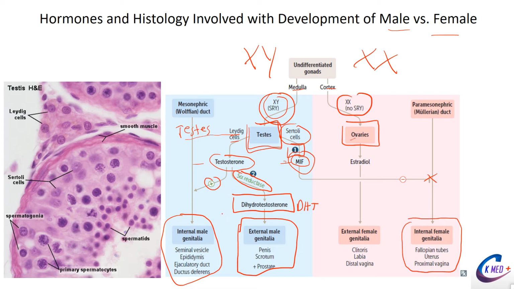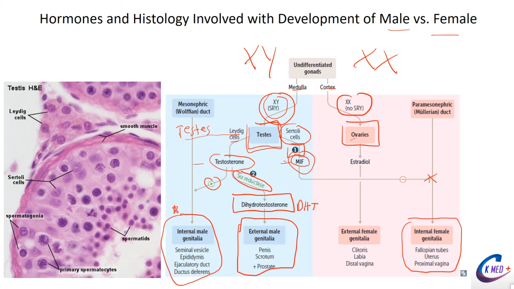Okay, all those things are male external features. The internal structures, like the seminal vesicles, epididymis, ejaculatory duct, and ductus deferens, all those tubular structures, are promoted by testosterone alone, not converted to DHT. So testosterone converts these. So what happened? We had our XY, the Y chromosome, the SRY, created us.